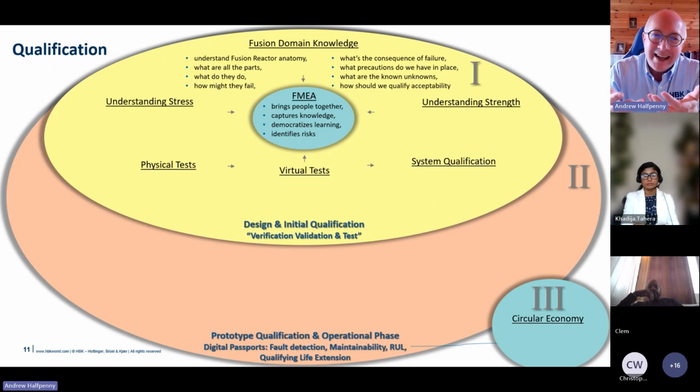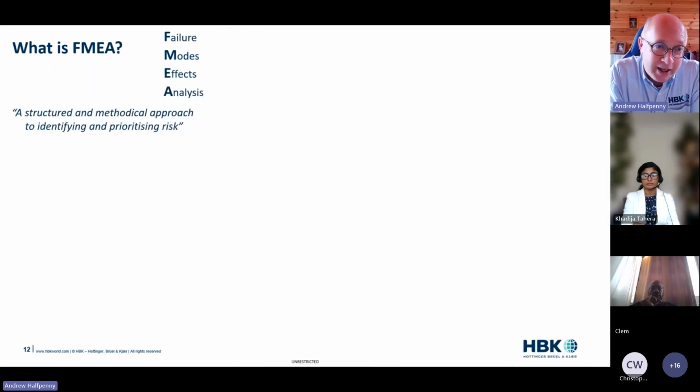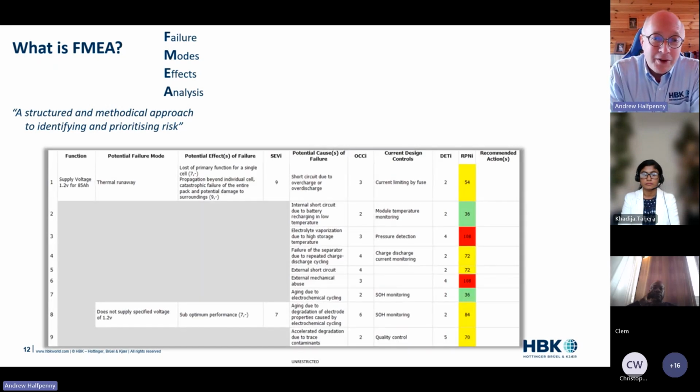So FMEA isn't just a program or a spreadsheet or a document, it's an entire process of managing that meeting and distilling the information and knowledge. And it's actually a really good process. So the definition of FMEA is it's a structured and methodical approach to identify and prioritize risk. And when we do it, it looks a bit like a spreadsheet.